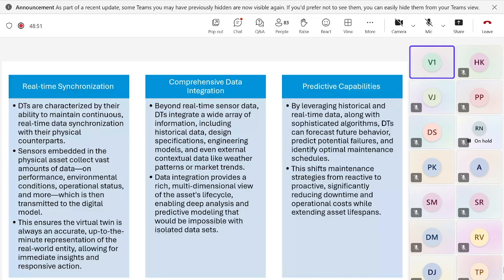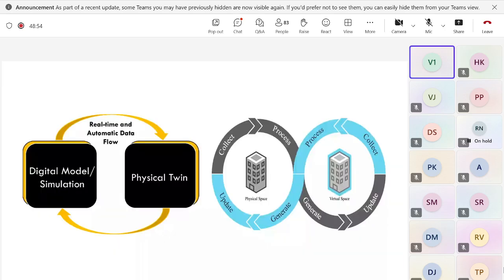It is basically put into a simple diagram showing the digital model, simulation, and physical twin. You can see that information or data is shared in both directions between the simulation model and the physical twin. In the physical space, on the left-hand side, the process is collect, process, generate, update. Whatever the sensor collects is sent across and shared to the virtual space, and whatever the virtual space sends is generated and updated. So it is a continuous, real-time process. This is the basic thumb rule for a digital twin: collect, process, generate, and update.